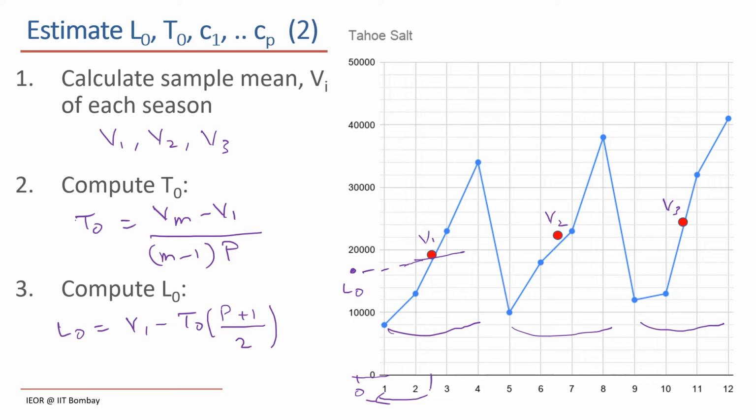Again, remember that L0 is the value at time 0, not time 1, time 0. Now we have initialized T0 and L0 very quickly. Now what we need to estimate next is the seasonal components.